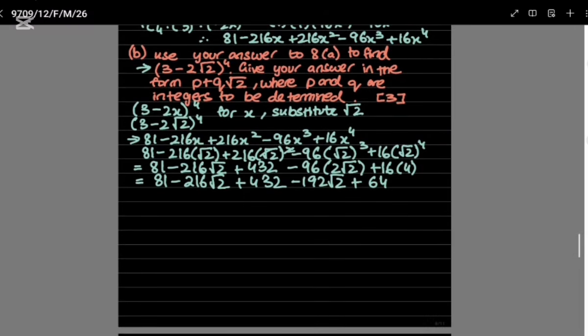Okay, now we have to give it in the form p plus q radical 2. So what do we do? 81 plus 432 plus 64, which is 577, minus 216 minus 192, which is minus 408 root 2. That's it. Okay.